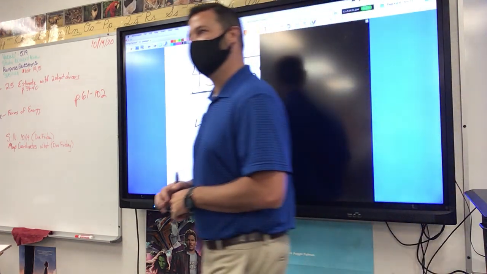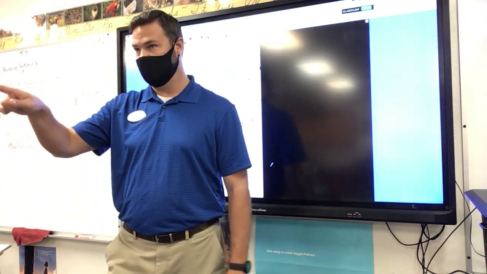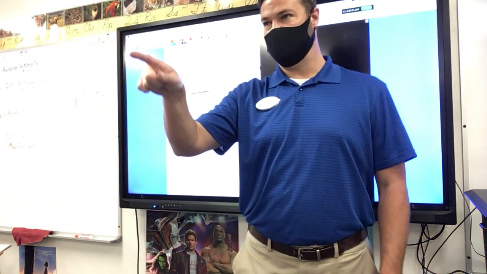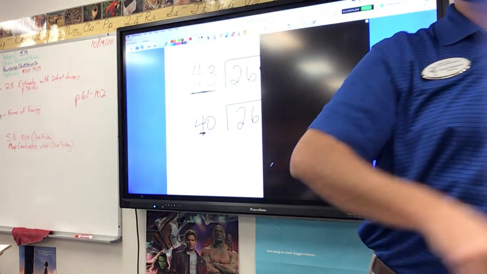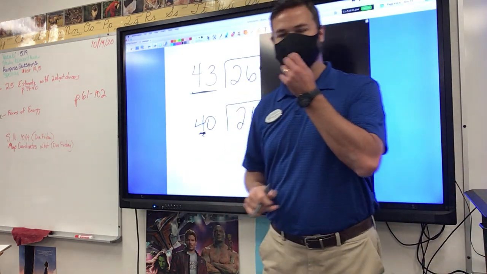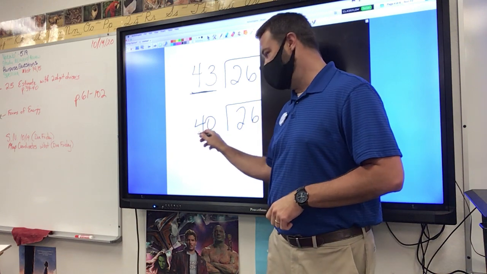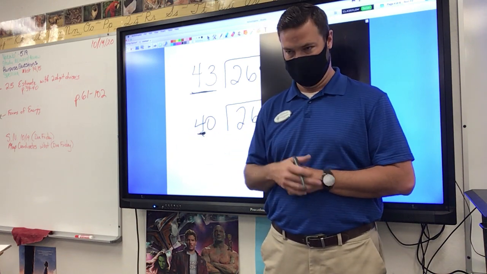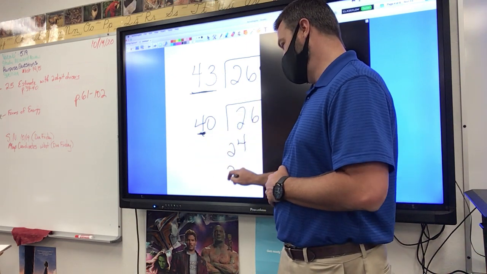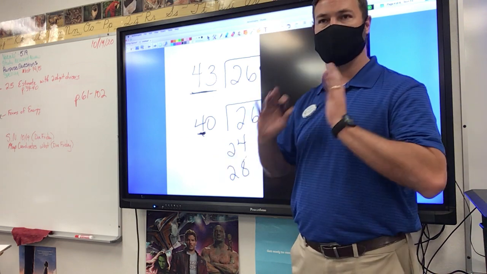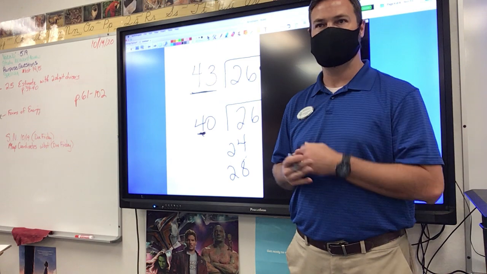Get your cheat sheet out, and if you look at it, it goes 4, 8, 12, 16, 20, 24, 28. Where is this 26 in between? Which two numbers is that 26 in between that the 4 will divide into evenly? 24 and 28, right? 4 will go into 24 evenly, right? And 4 will go into 28 evenly, right?